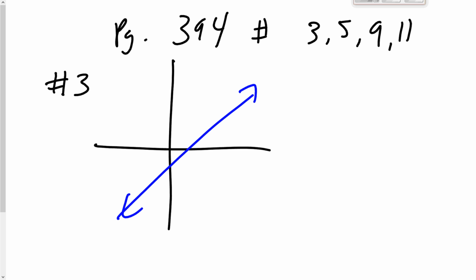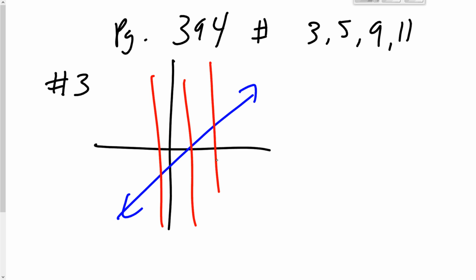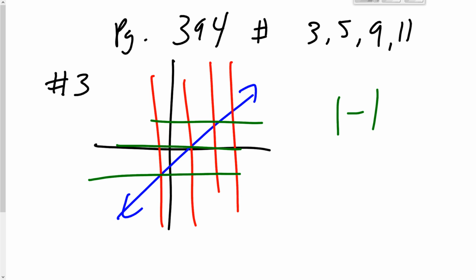Okay, so here's number 3. You're asked to decide whether its function is 1 to 1, so we see if it passes the vertical, which it does. See if it passes the horizontal, which it does, so it's 1 to 1.